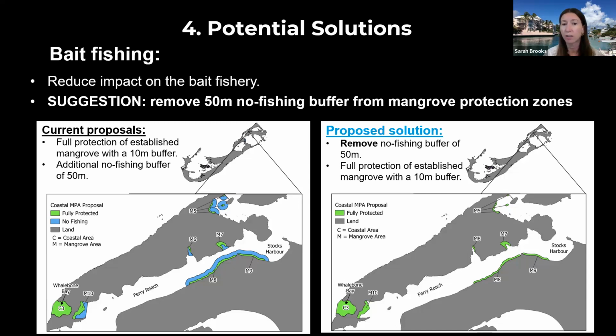And the suggestion here to resolve or address this concern is to remove the 50-meter no fishing buffer. And this suggestion is something that was discussed by our science committee, and they supported this change because there's been work done locally that demonstrates that juvenile fish often stay within a few meters of the mangroves. So we could still adequately protect mangroves as a nursery habitat, including the communities they support, with this buffer removed. So again, this is a solution that could significantly reduce user conflict without sacrificing a huge amount of ecological value.